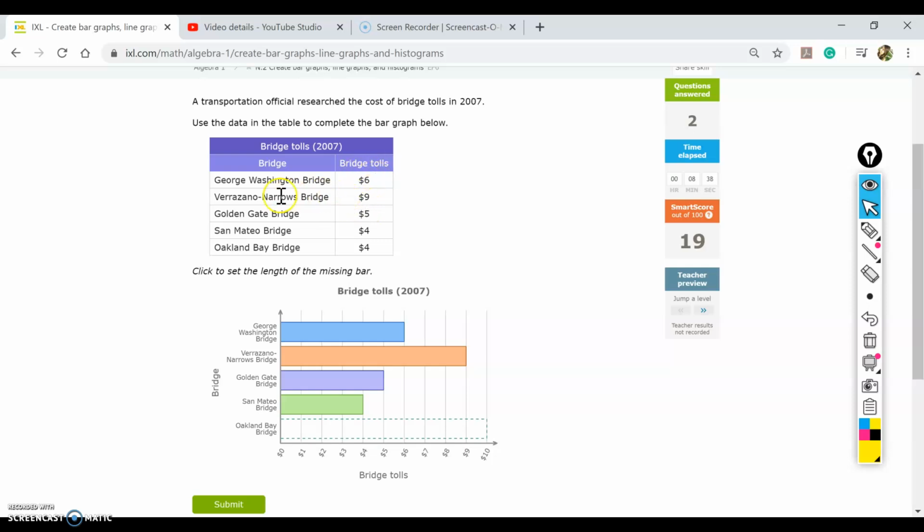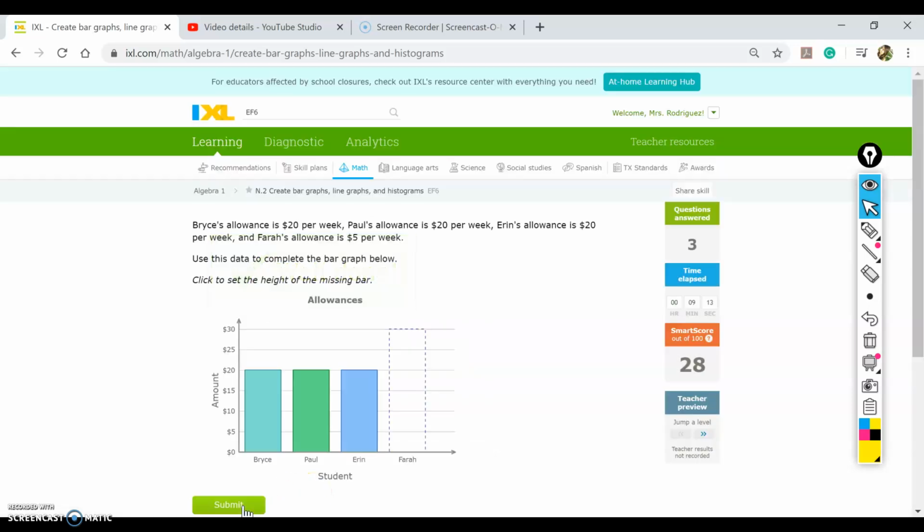So now if you see in here the George Washington Bridge, it's right here, and it costs $6. Then the Verrazano Narrows Bridge costs $9. Then the Golden Gate Bridge costs $5. Then the San Mateo Bridge costs $4. So we need to complete the missing graph. How much is it for the Oakland Bay Bridge? $4, right? So I'm just going to complete my graph here to $4, which is like that. And now my graph is complete. Now let's submit it. And we got it right.